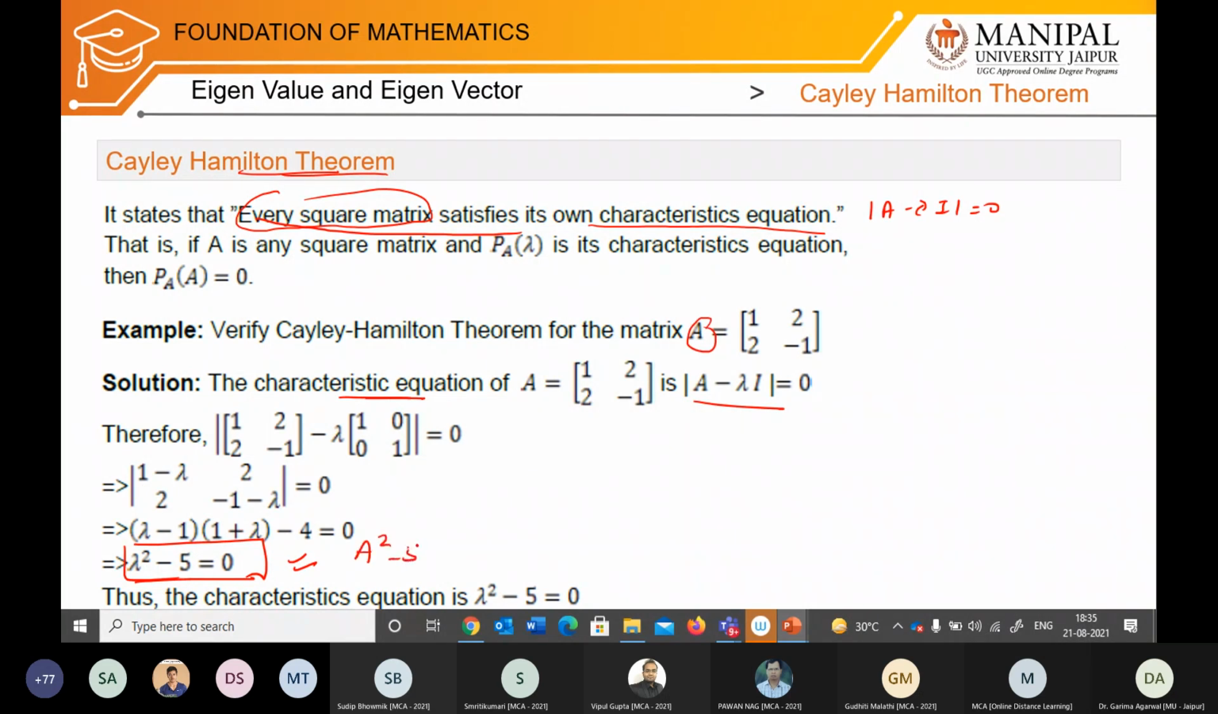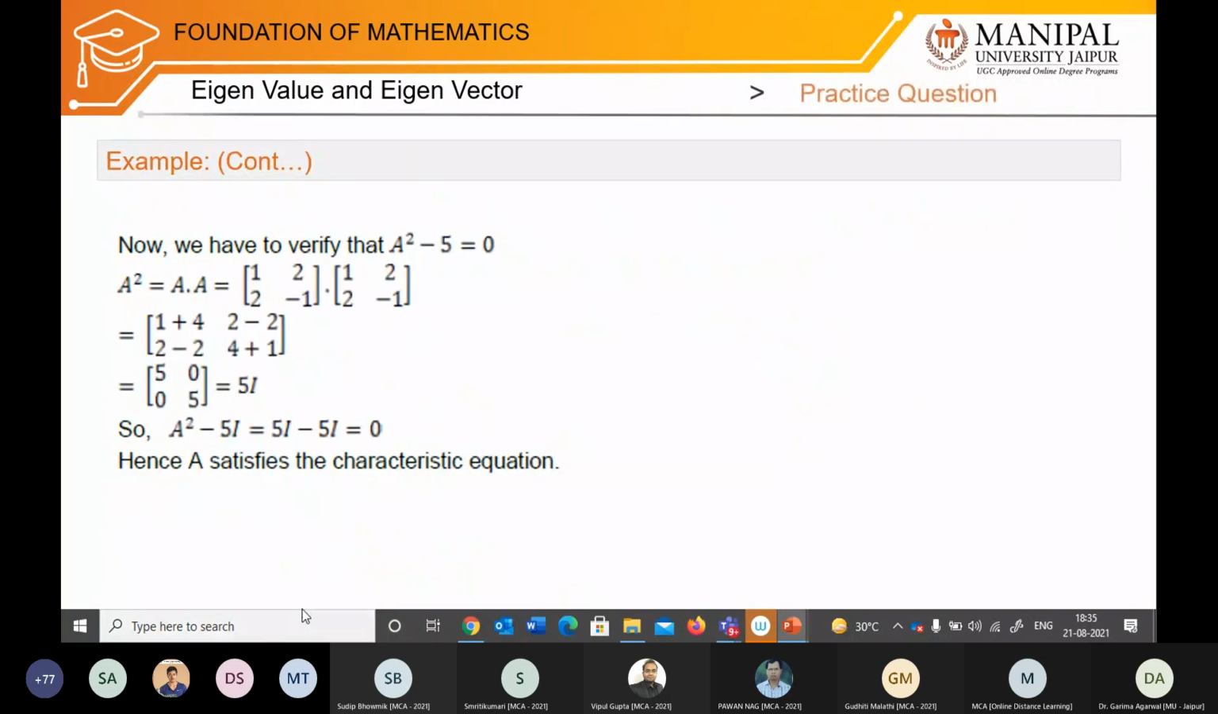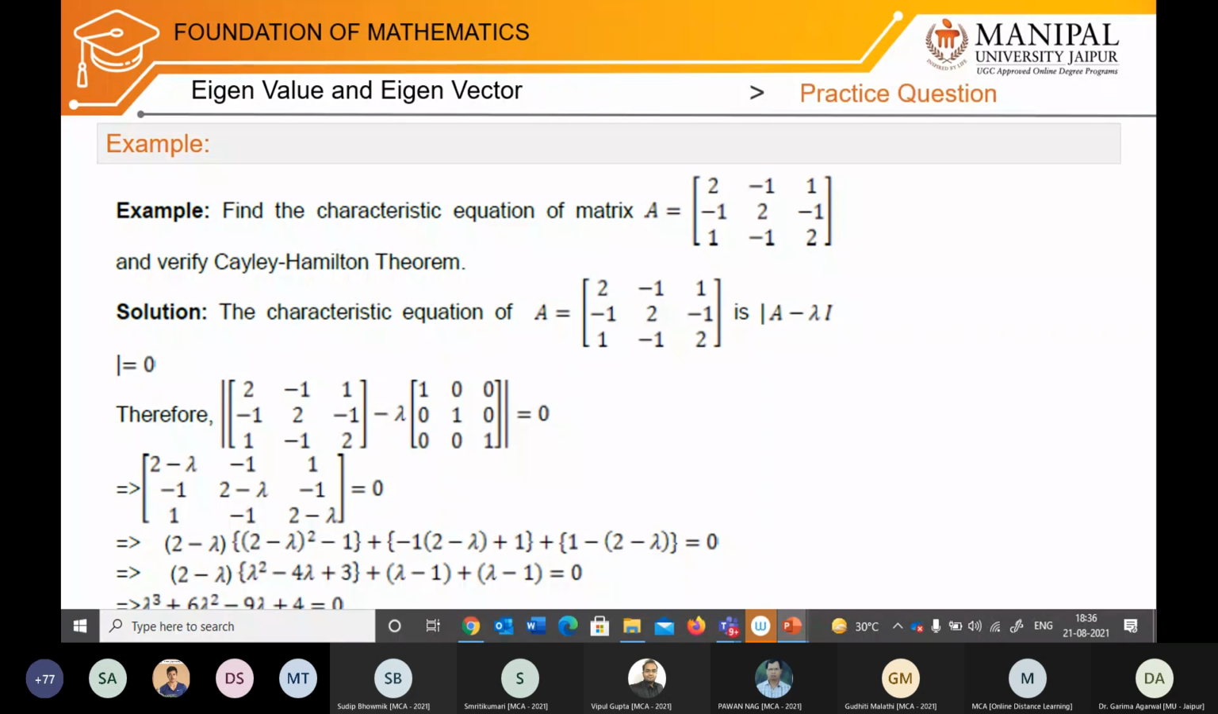That means A square minus 5 should be equal to 0. So we just find A square by matrix multiplication, row into column. Minus 5, we took I over there, that is the identity matrix of the same order. And after simplification, we can see that A square minus 5I is 0. That means the given matrix satisfies its own characteristic equation, but the only condition is that the matrix should be a square matrix, right?